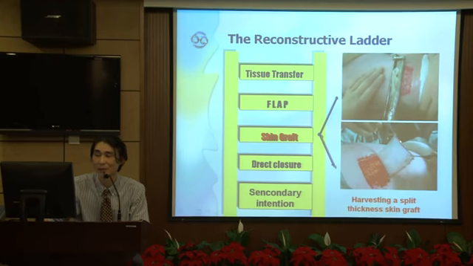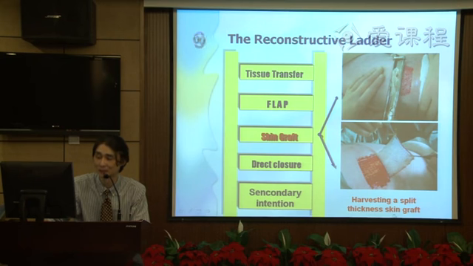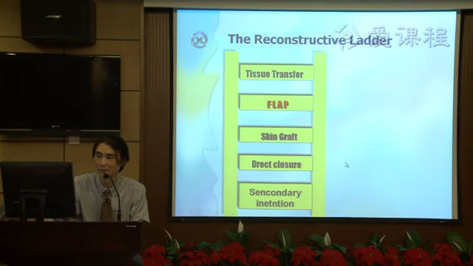Here we harvest a free skin. Use this knife to harvest our skin. This skin is a split thickness skin. The fourth step is a skin flap. The skin flap has developed very, very much recently. It's more complicated than the skin graft. It's more complicated.